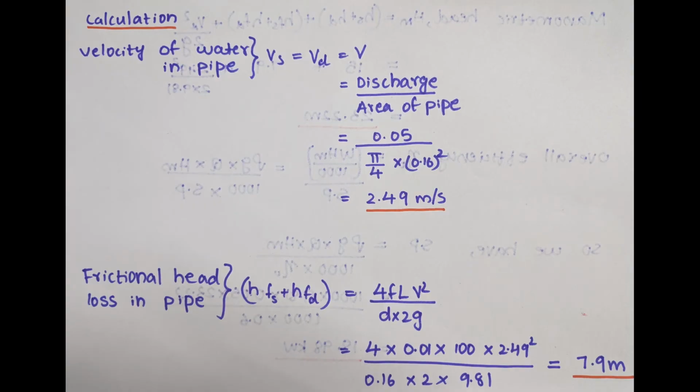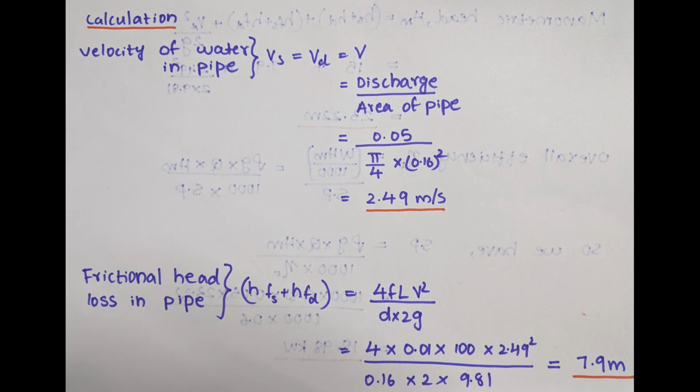Going to calculation, we have to find the velocity. The velocity of water in pipe equal to discharge divided by area of pipe equal to 0.05 divided by pi by 4 into diameter square. Diameter we have as 0.16. So by calculation we get the answer velocity equal to 2.49 meter per second.